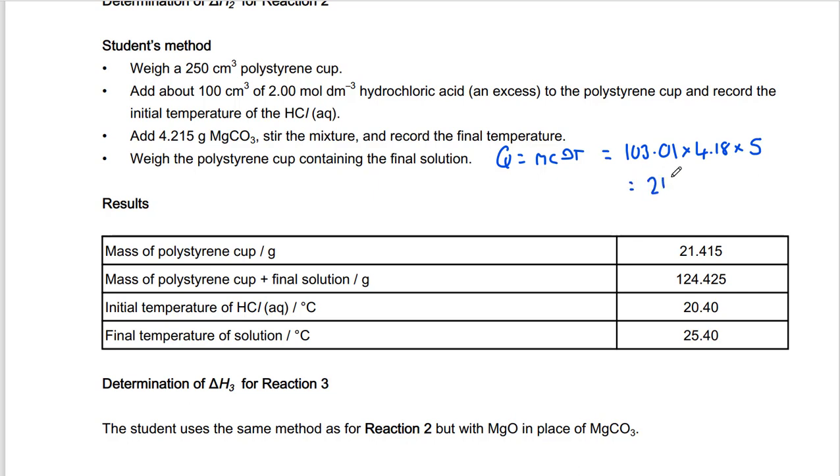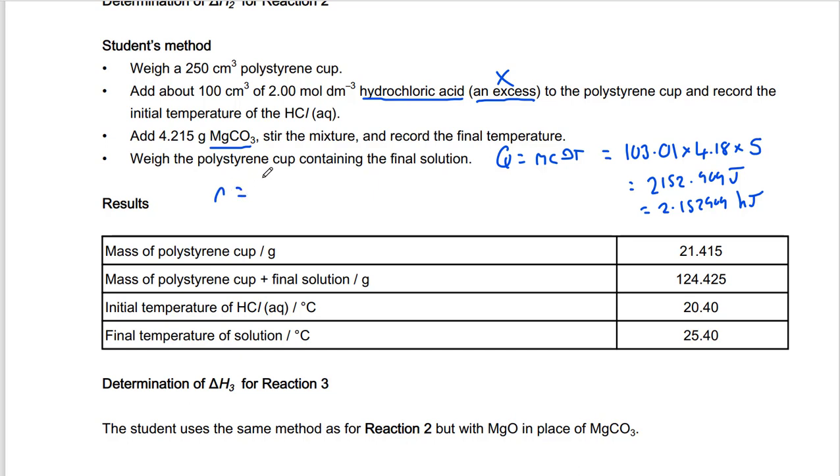So I'm just going to do 2152.909 joules, which is then just 2.152909 kilojoules. You then have to work out the amount of moles. Now, interesting part here. Do you use the moles of MgCO3 or the moles of hydrochloric acid? Well, as I've said before in a different video, the hydrochloric acid is in excess, so don't use it. You need to use the one that fully reacts. So MgCO3 is what you want to use.